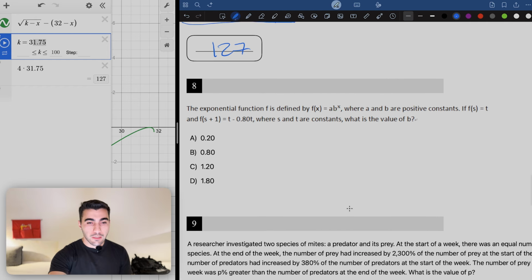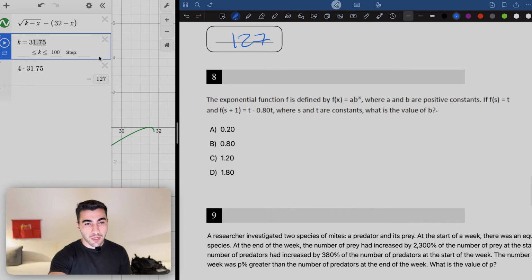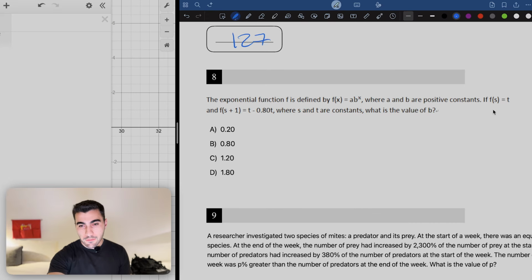All right, question number 8. We have an exponential function f defined by this, where a and b are positive constants. If f of s equals t, and f of s plus 1 equals t minus 0.8t, where s and t are constants, what is the value of b?